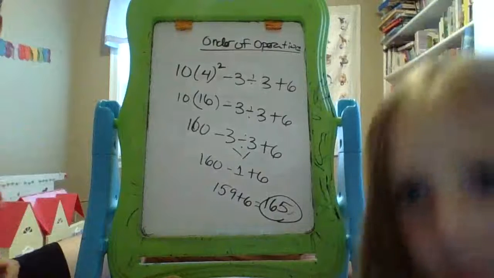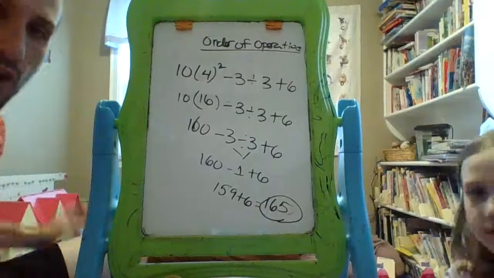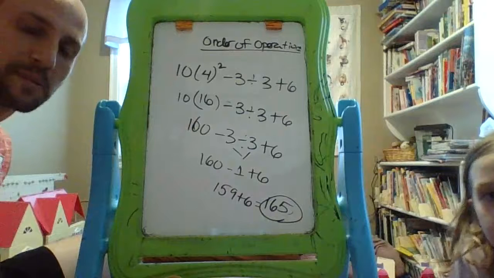So there's 2 examples on how you do order of operations. Hopefully this helps you complete your order of operations problems.